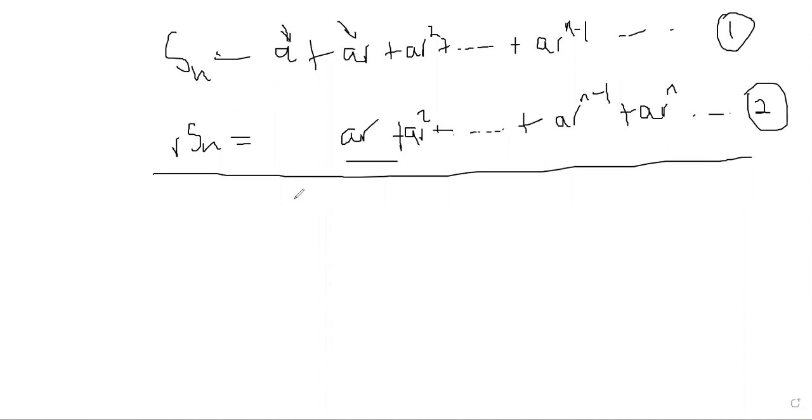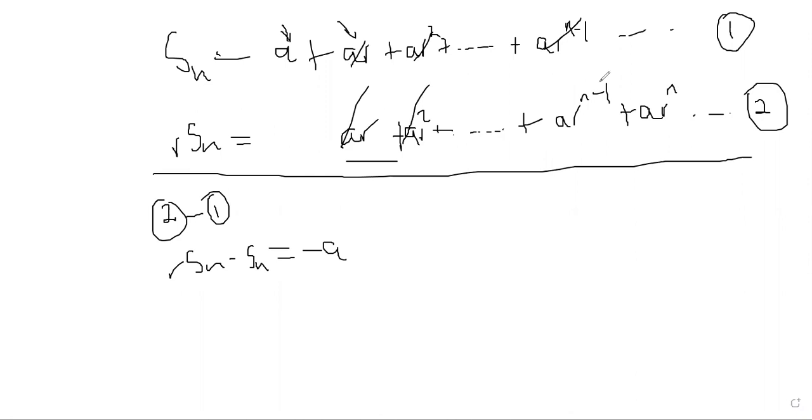And then what you do, you subtract 1 minus 2, or you can say 2 minus 1. Let's say 2 minus 1. But I'll show you, even if you said 1 minus 2, I'll show you the difference, right? So, equation 2 minus equation 1. This will be RSn minus Sn. It's equal to 0 minus A, that will be minus A, right? This minus that will cancel. This minus that will cancel. This minus that will cancel. And then this one minus 0, it will be plus AR to the power of n, right?